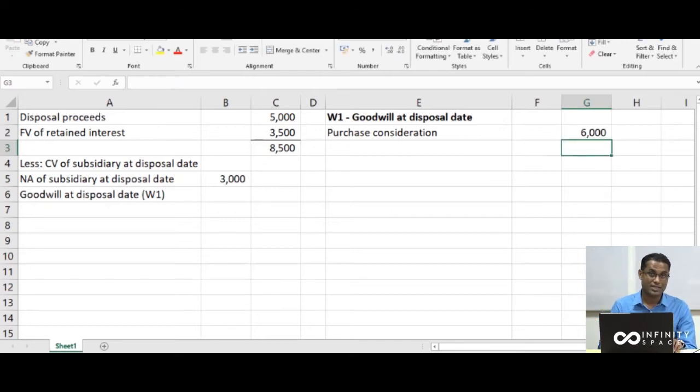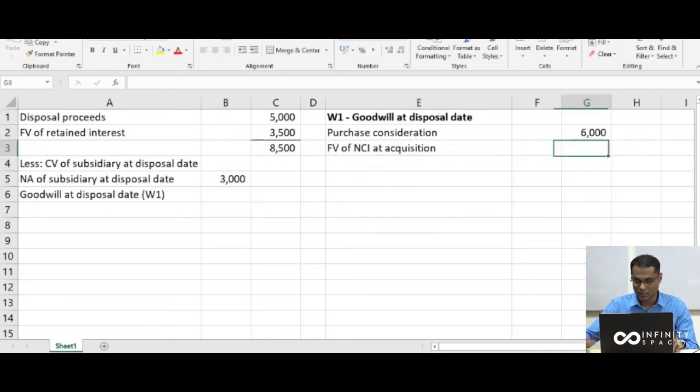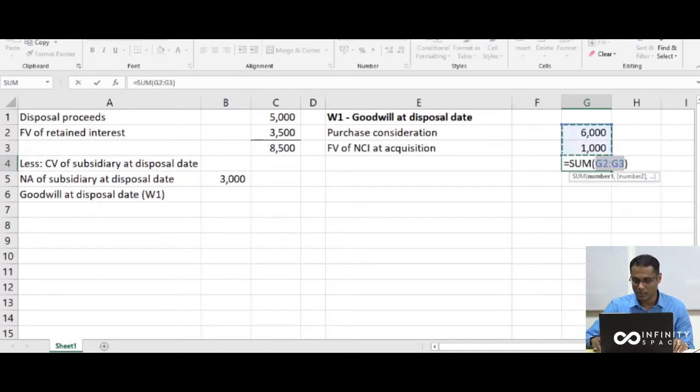Then the parent acquires 60% of the subsidiary, which means the remaining 40% is held by non-controlling interest. So what is the value of the non-controlling interest? The third figure given in the table is the fair value of the 40% investment at the acquisition date of Moon. Moon means the subsidiary. So the fair value of NCI at acquisition is 1,000. It seems that in this question you need to measure the NCI using the fair value method. You take this figure to the goodwill calculation, and it is also the opening balance of the NCI at the date of acquisition. Once we are doing the NCI working, this would be the opening figure. So I am taking the total of these two, which comes to 7,000.